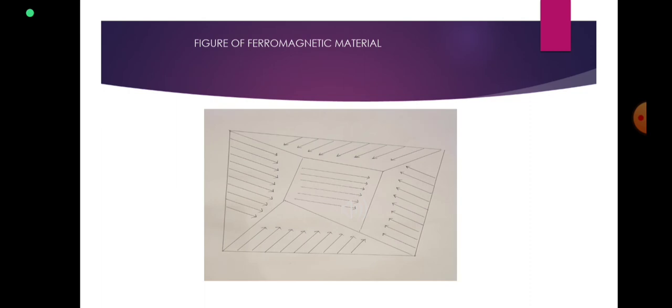Here is a figure of a ferromagnetic material. Inside a ferromagnetic material, there are a number of domains. In each domain, the magnetic moments are aligned in a particular way. When we place a ferromagnetic material inside a magnetic field, it gets arranged along the direction of the magnetic field, which helps this material to get more magnetized in the direction of the field. Here the field lines are also more in the direction of the magnetic field.